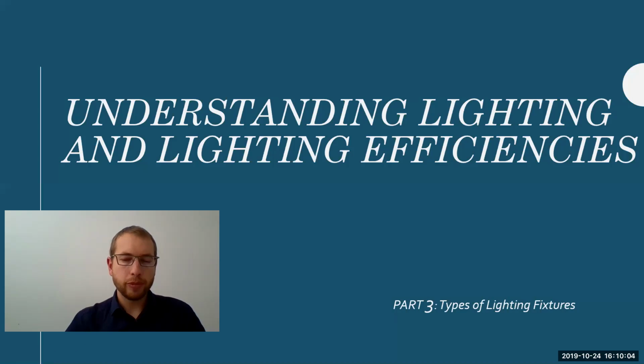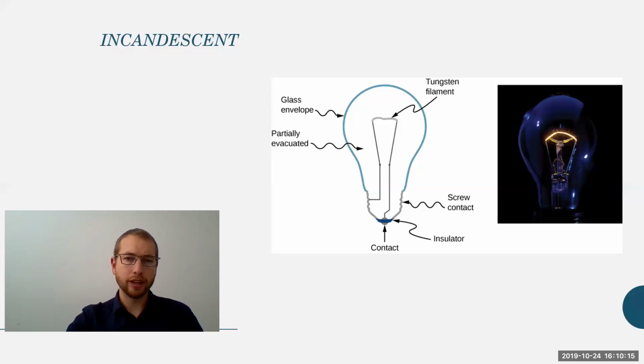Hey class, and welcome to section 3 of lighting and lighting efficiencies. This topic will be specifically on lighting fixtures and different types of lights that you might encounter on various building audits. So let's start off with the basic example.